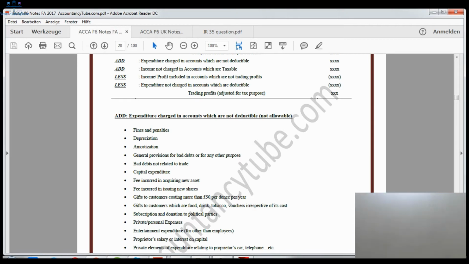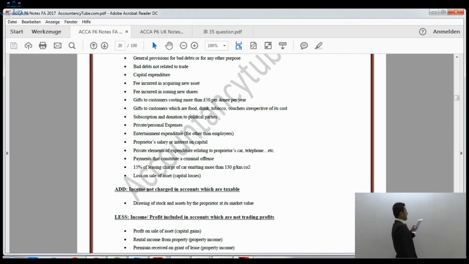It says the expenditure charged in the accounts which are not allowable. There is a huge list of these expenses: fines and penalties, depreciation, amortization, general provision for bad debts, drawings of stock or assets by the proprietor, bad debts not related to trade, capital expenditure, fee incurred on new assets, and the list goes on and on.